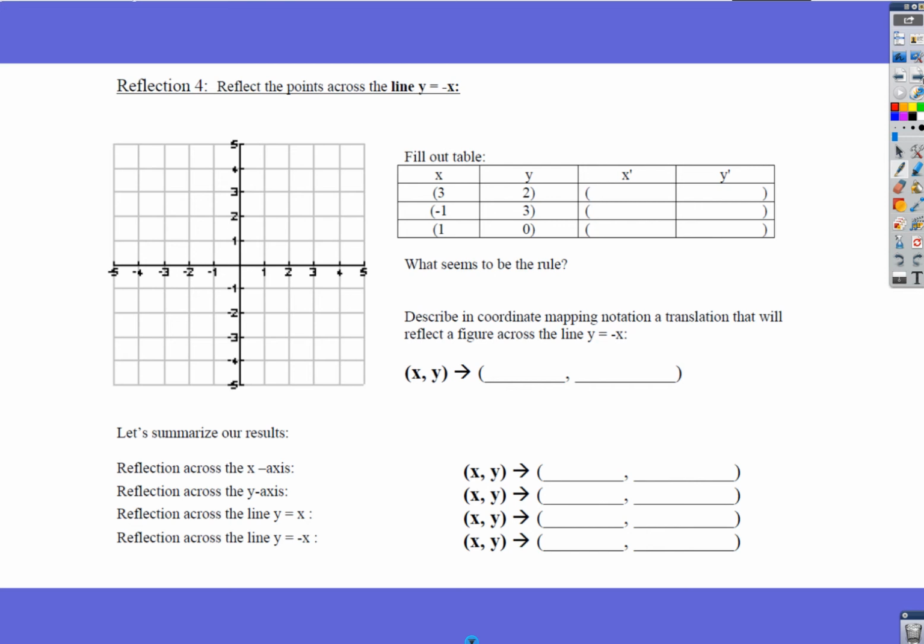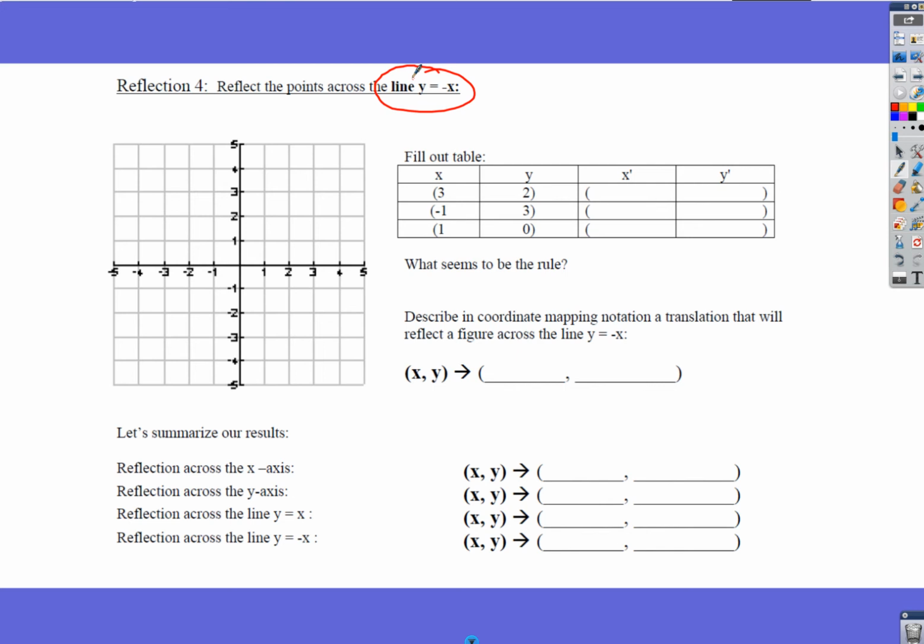And this should be the last slide. Same points, but now y equals negative x. What does this have in common? So that you don't have to memorize so many things, we want to categorize this in our head. What does this have in common with the last one that we did?